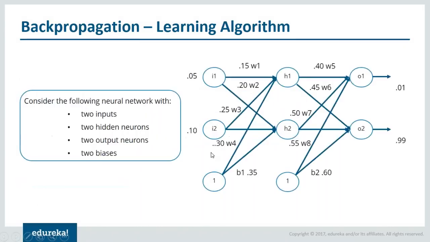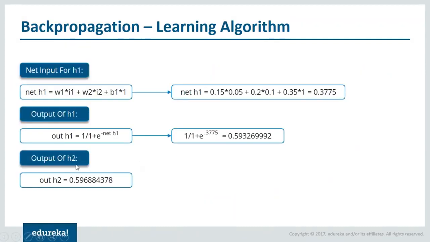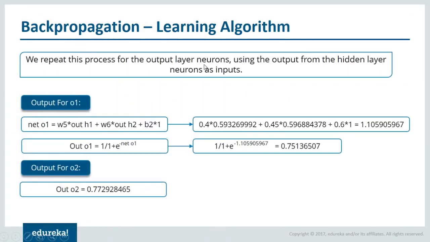So the output of this particular H1 will be 0.59 something. Then we're going to calculate the output of H2 as well similarly, and we get the output as 0.5968884378. Next up, we are going to repeat the process for the output layer neurons as well. For the output layer, the net input will be W5 into out of H1, W6 into out of H2 plus B2, that is the bias. So we get the output somewhere like this. And then the net output for O1 after the activation function will be 0.751. Similarly, the output for O2 will be 0.77.